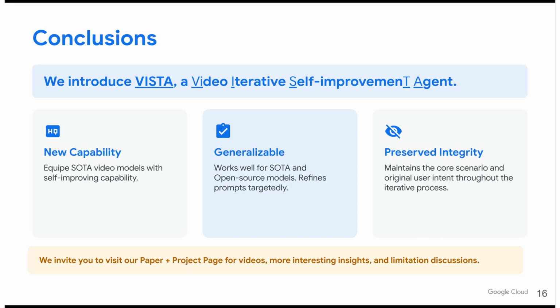So to conclude, we introduce VISTA, a video test-time self-improvement agent. VISTA equips video models with a novel self-improving capability, generalizes to multiple video models, and improves user preferences. We invite you to visit our project page and paper for more interesting insights and limitation discussions.